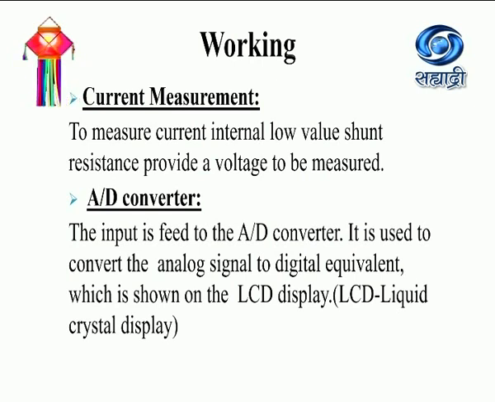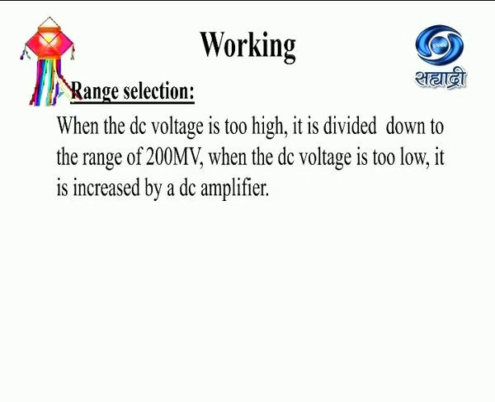LCD is liquid crystal display. In DMM, the display is a form of liquid crystal display which will show the digital readouts. Range selection. So when the DC voltage is too high, it is divided down to the range of 200 millivolt. When the DC voltage is too low, it is increased by a DC amplifier. So we can select different ranges for each measurement by using this range selection block.